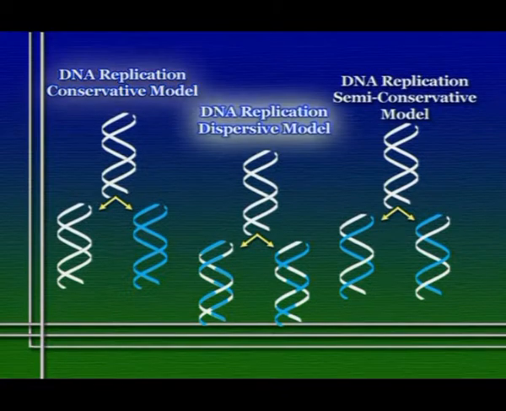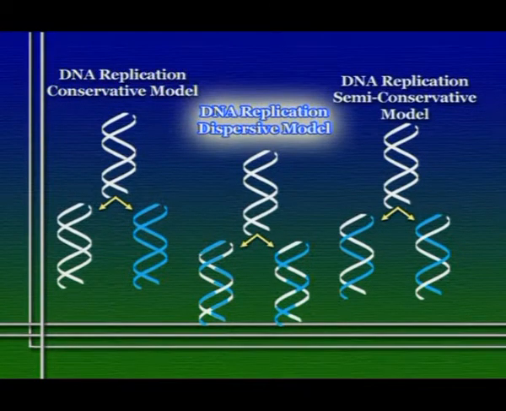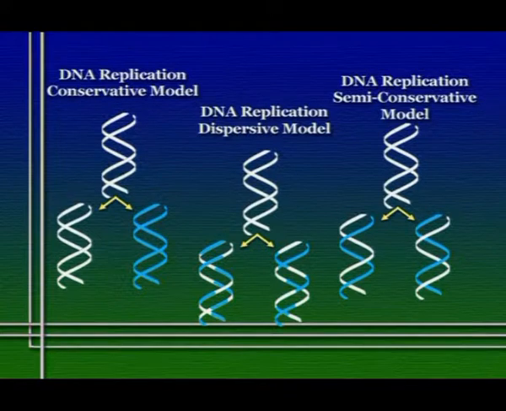The dispersive model made yet another prediction. That prediction was that the old DNA that was found in the original parental helix would just be randomly scattered, as its name suggests, across the two daughter helices. So we have three specific and different sets of predictions that could be used to distinguish between these three models of replication. The trick is figuring out how to know what's old and new DNA.